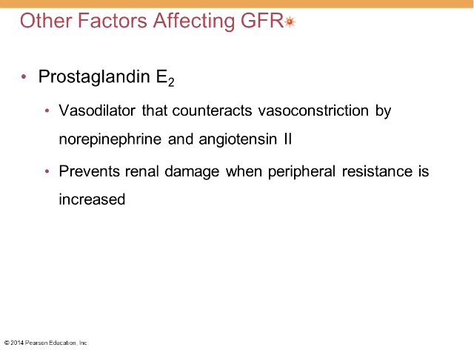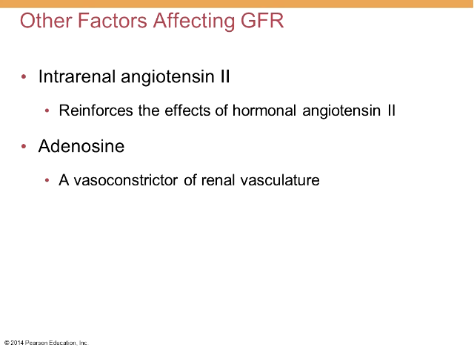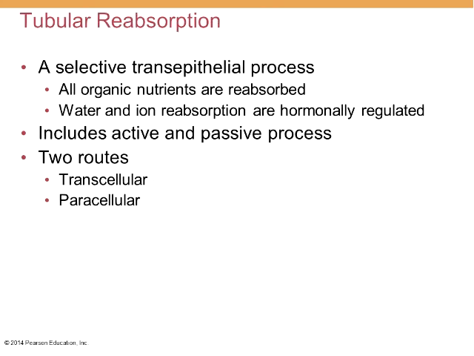Now, other factors that affect your glomerular filtration rate include prostaglandin E2. It's a vasodilator that counteracts vasoconstriction by norepinephrine and angiotensin II, and its primary goal is to prevent renal damage when the peripheral resistance is increased. So it's a leveler, a way to keep things from going too extreme. Other factors include intrarenal angiotensin II, which reinforces the effect of the hormonal angiotensin II, and adenosine, which is a vasoconstrictor of the renal vasculature. So you can see that all these mechanisms, extrinsic and intrinsic, play a part and work together.